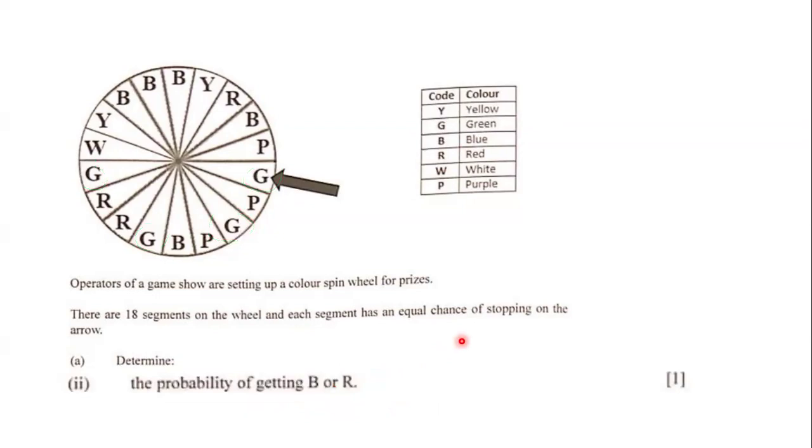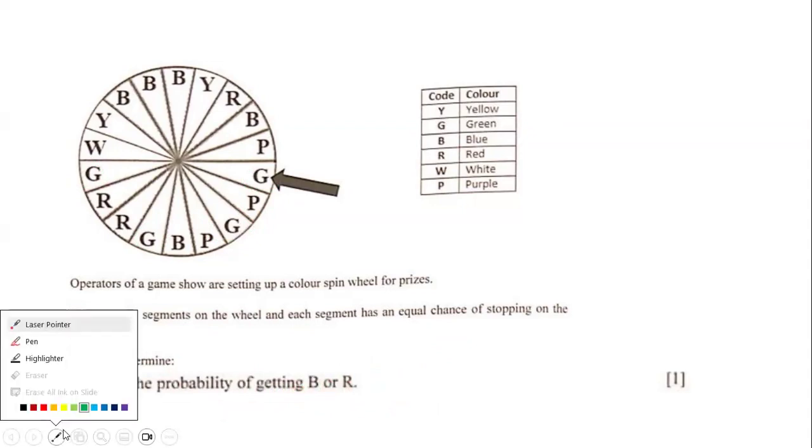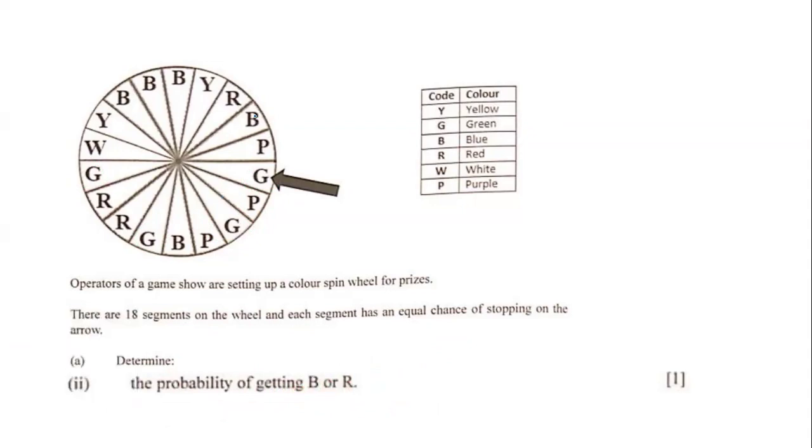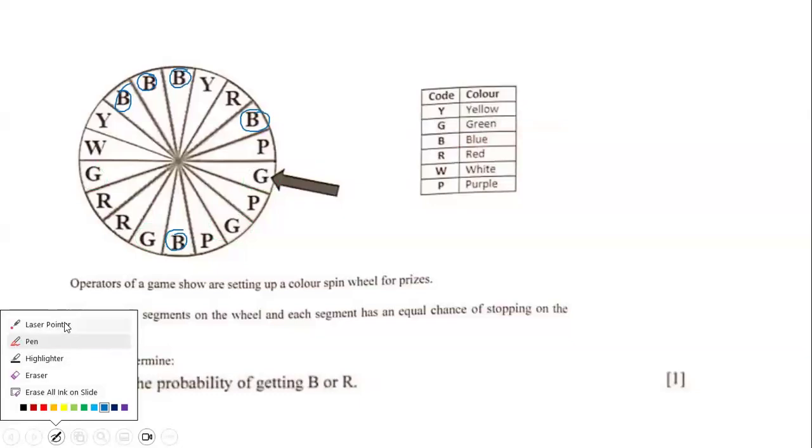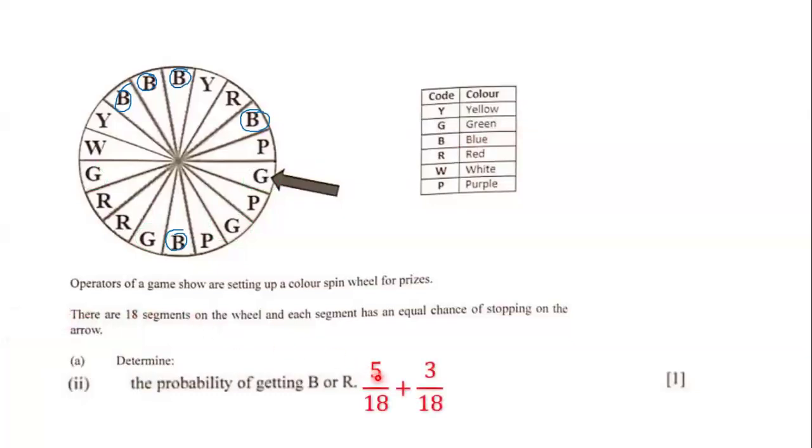Next, we have to determine the probability of getting B or R. So we have to determine the probability of getting blue or red. Now, how many blues do we have? We have 1, we have 2, we have 3, we have 4, and we have 5. So we have 5 blues. So that means that the probability of getting a blue is going to be 5 over 18 because there are 5 blues and there are 18 segments.